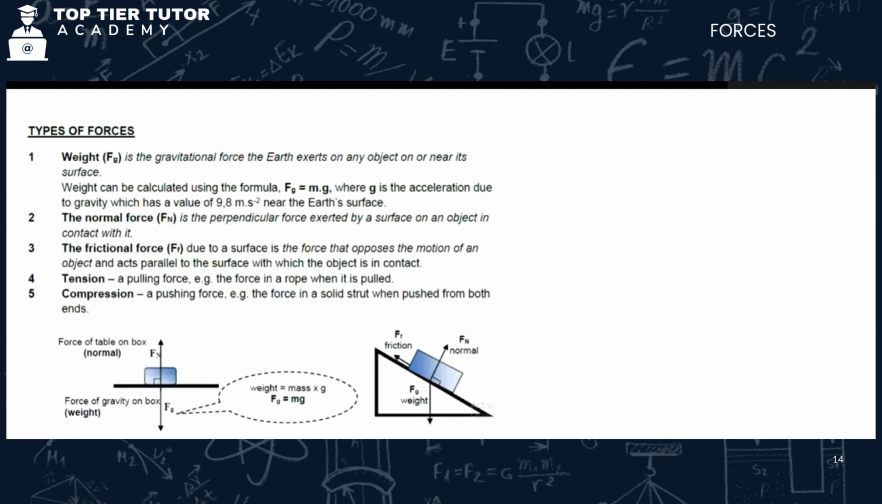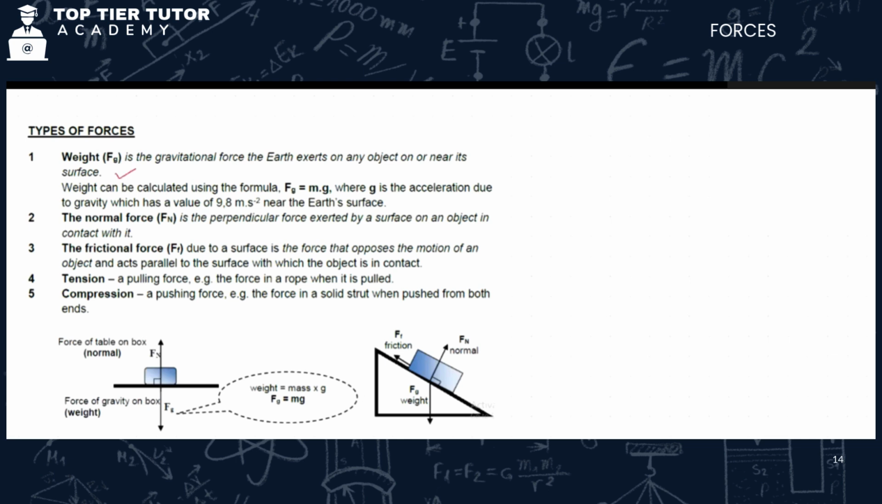So here we have a list of forces that you are likely going to find whenever you have to draw a free body diagram. The first one is our weight. Anything that has mass and occupies space will have weight.